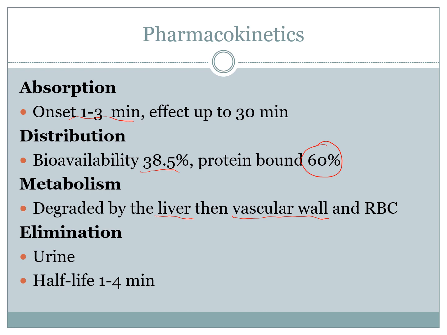Okay, but the degraded GTN is shared between the vascular wall and the red blood cells for further metabolization. So, the target organ has a 38.5% bioavailability within the vascular wall. After that, it's eliminated in the urine, and it has a half-life of about 1 to 4 minutes. So what does it do specifically?